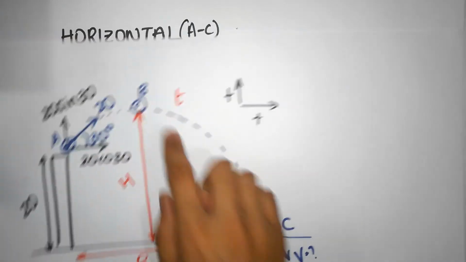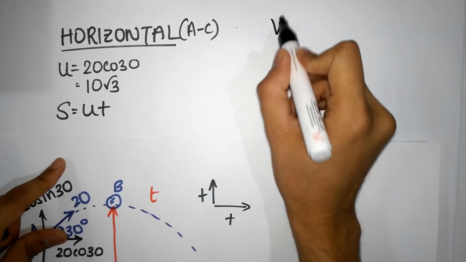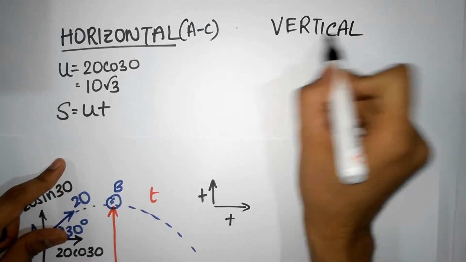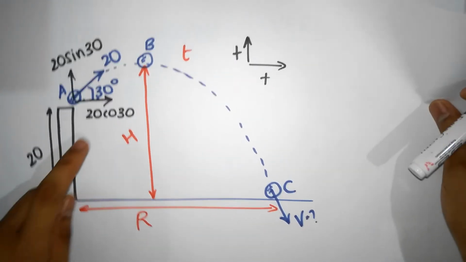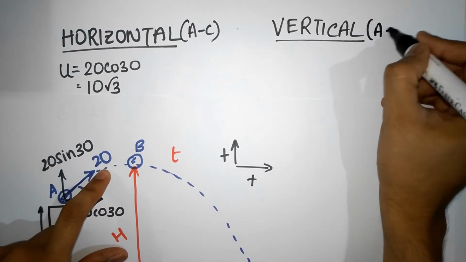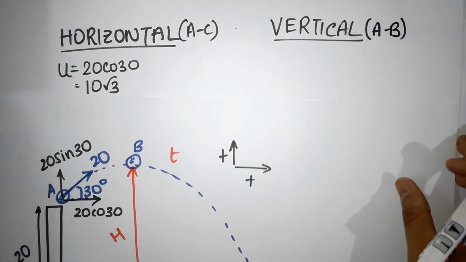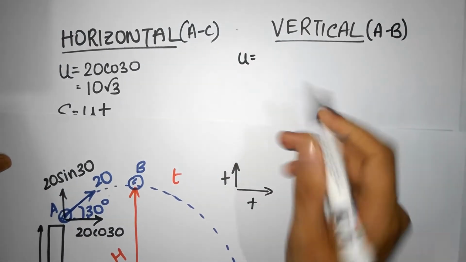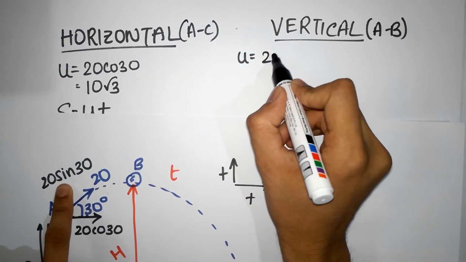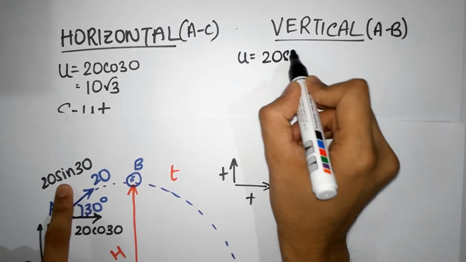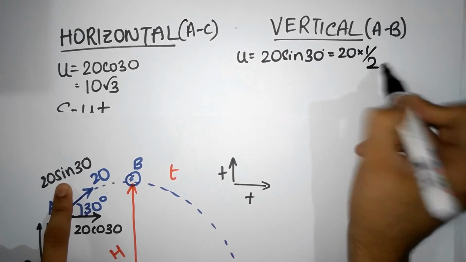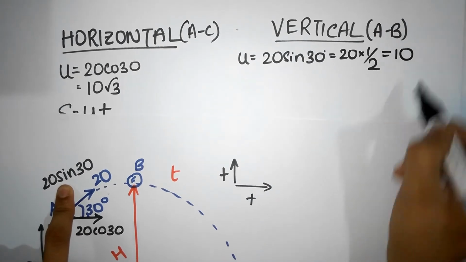Okay, now let's start in the vertical. And the first thing we'll try to calculate is the maximum height. So to calculate the maximum height, I'm pretty sure you understand we have to do the physics from A to B. So here is the initial and here is the final. Let's find out what's the initial velocity. Its initial velocity is 20 sin 30, that's over here. So it's 20 sin 30, which is going to be 20 into half, which is 10.